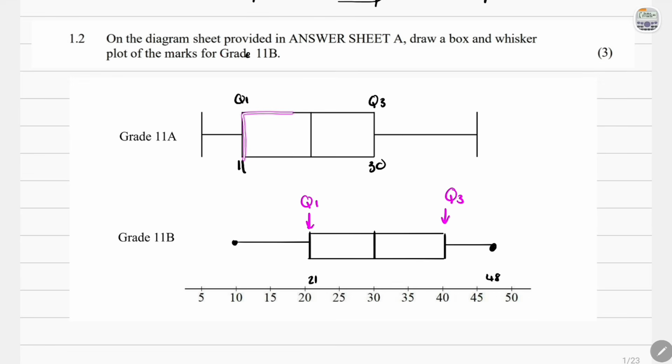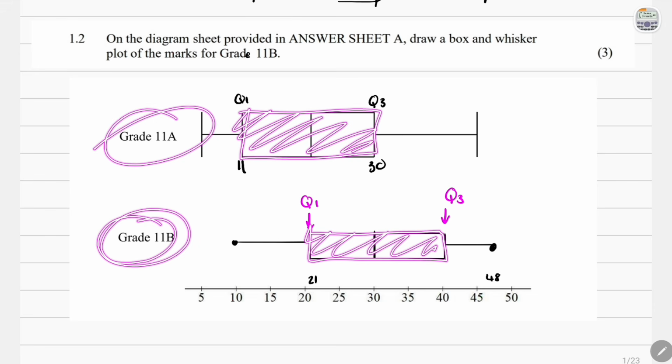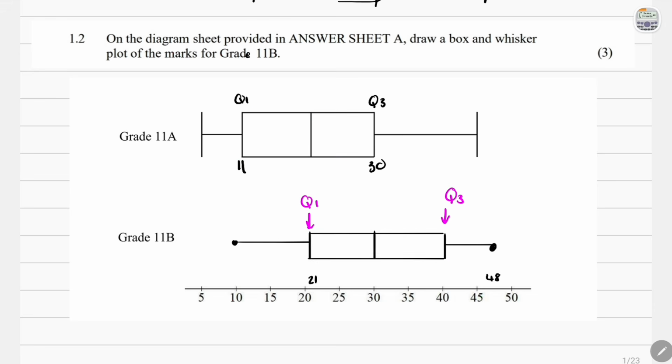The IQR being the same just means that they're equally spread out. So from Q1 all the way to Q3, the marks are equally consistent, really. I can't really say one is more consistent because the IQR is exactly the same. But we can see that this middle 50% of the learners in grade 11B did better than the middle 50% of the learners in grade 11A. So with those quartiles.